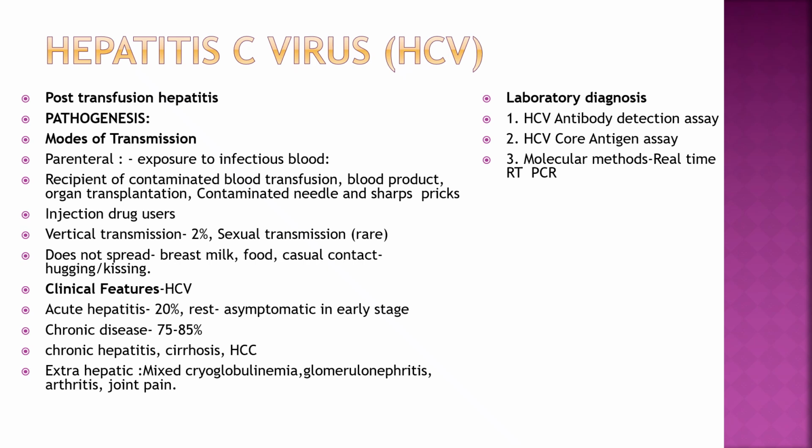Clinical features: acute hepatitis in 20%, the rest asymptomatic in the early stage. Chronic disease in 75 to 85%. Chronic hepatitis, cirrhosis, hepatocellular carcinoma. Extrahepatic manifestations: cryoglobulinemia, glomerulonephritis, arthritis, joint pain. Laboratory diagnosis: HCV antibody detection assay, HCV core antigen assay, molecular methods, real-time RT-PCR.